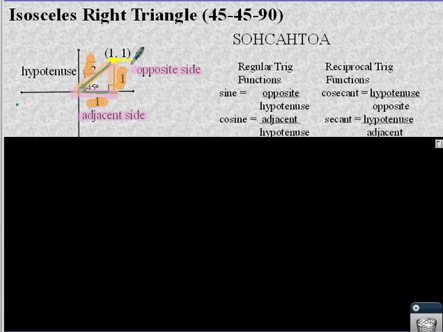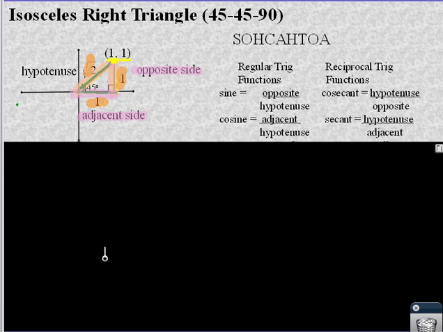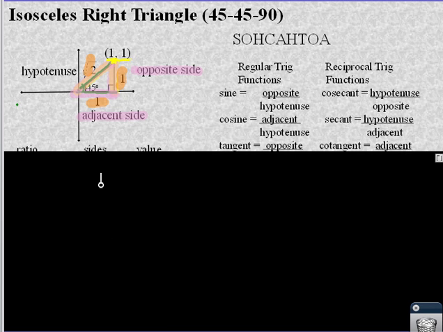So that's the layout of a 45, 45, 90 on our trig coordinate plane. The length of the legs are 1, and the length of the hypotenuse is square root of 2. I know in my class we did a little table, which showed us the ratio of sides for our 45, 45, 90 degree triangle.